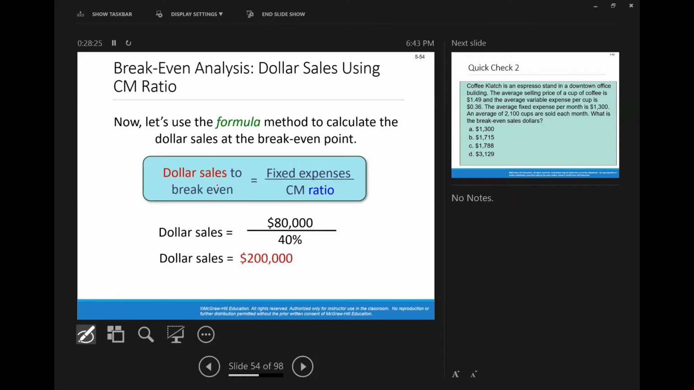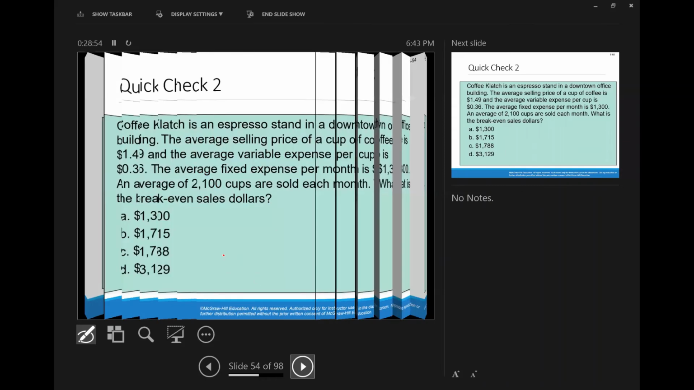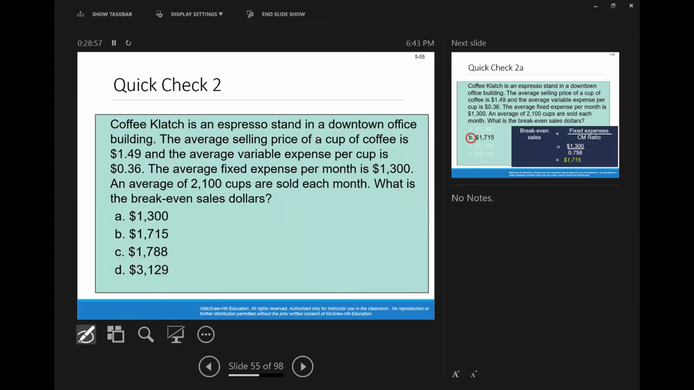Okay, so now let's use the formula method to calculate the dollar sales at the break-even point. We're going to do fixed expenses over the contribution margin ratio. So dollar sales equals 80,000 over the 40%. We end up with the same thing: the dollar sales equals 200,000. So whichever way is easier. In the homework, they may ask you different ways. Anyway, you have different ways you can do it. Everybody has a different method that works better for them.